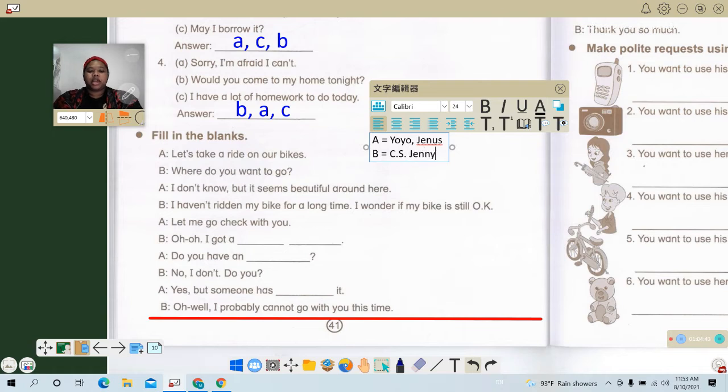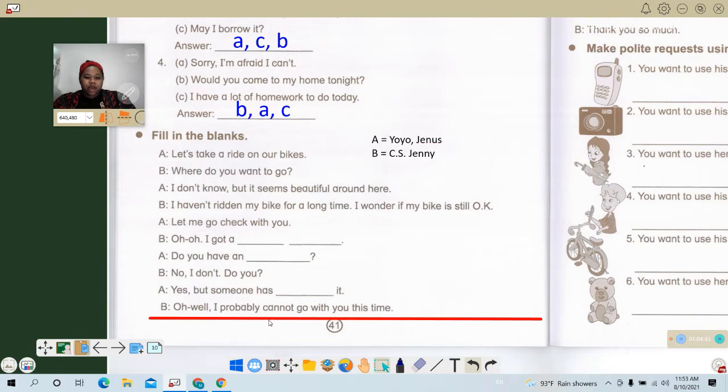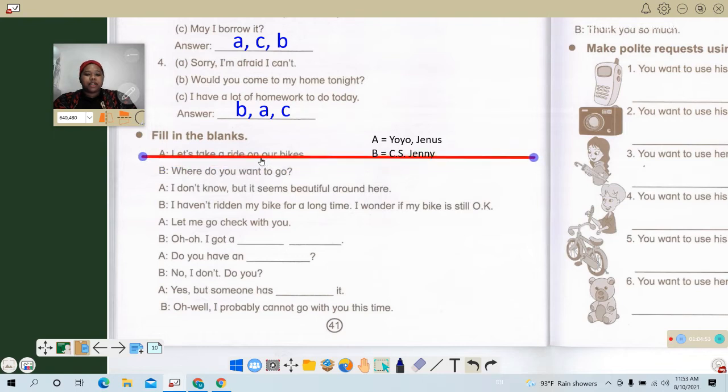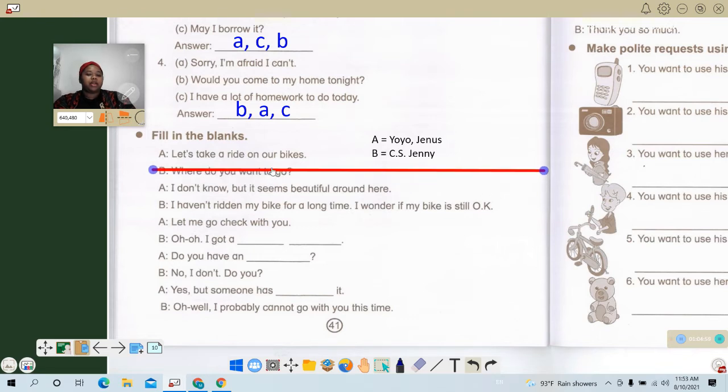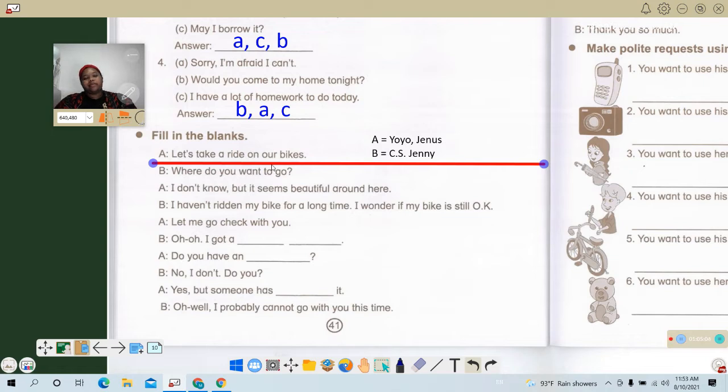CS, Jenny. Ready? Did I miss out anybody else? No one, right? Ready? So Yo-Yo and Janice, please read A, and then Jenny and CS, please read B. Ready? 3, 2, 1, start.